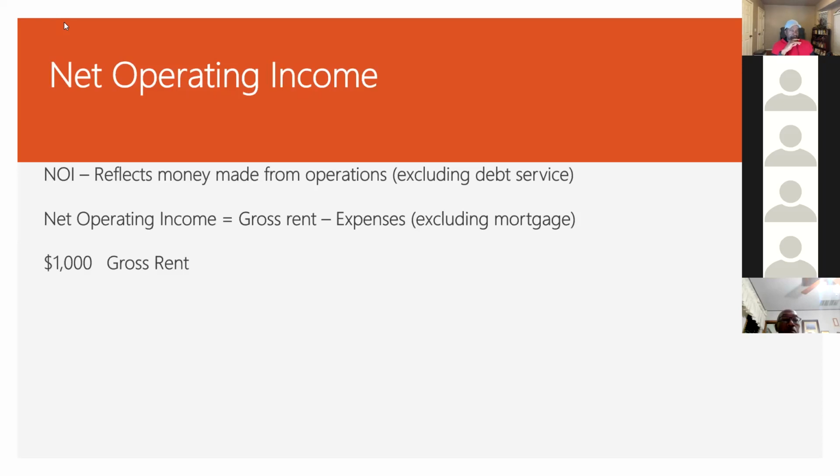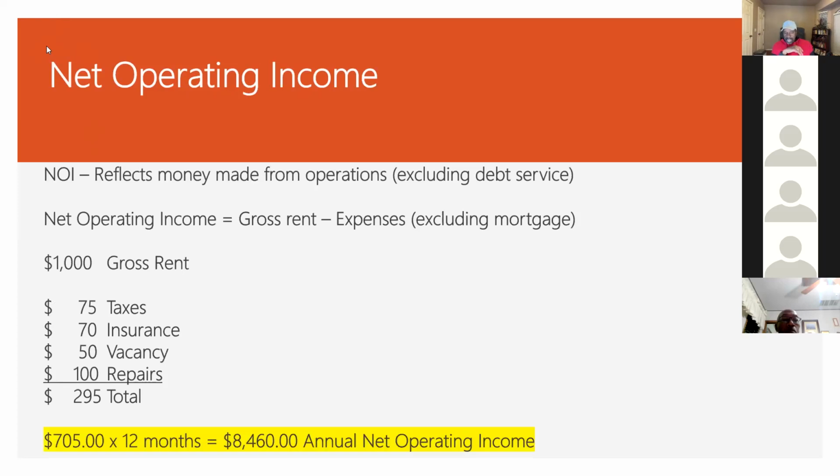Okay, so let's do those numbers real quick. Everything but the mortgage is in here, right? And so the net operating income for this property without the debt is $8,400. Net operating income. Any questions? Again, you look at net cash flow, you look at net operating income. That's how much money it's going to generate if you didn't have a mortgage on it.